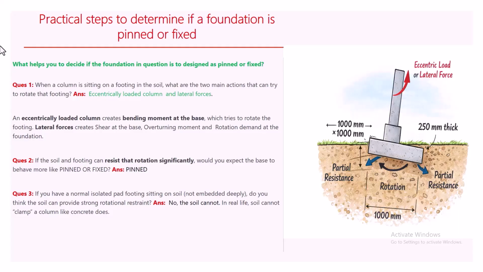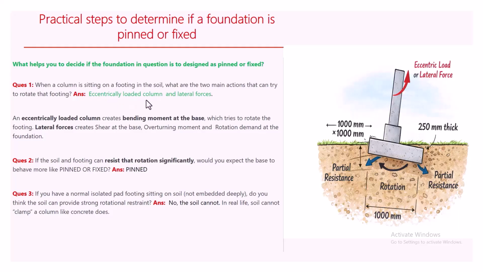Okay, now, we want to do this by asking questions. So maybe we can understand, or by asking these questions, you are able to see the process of identifying the types of support. So now, when a column is sitting on a footing in the soil, what are the two main actions that can try to rotate that footing? And you have an answer when your column is eccentrically loaded, and also when there are lateral forces.